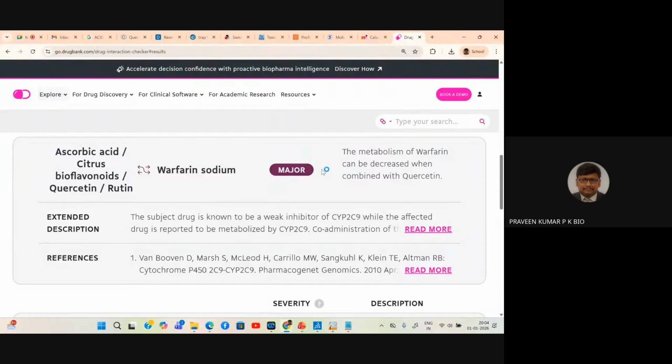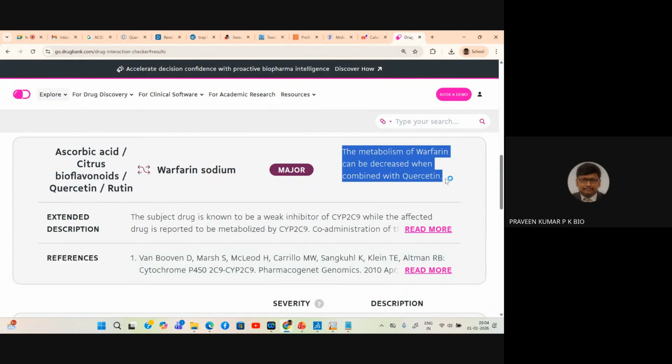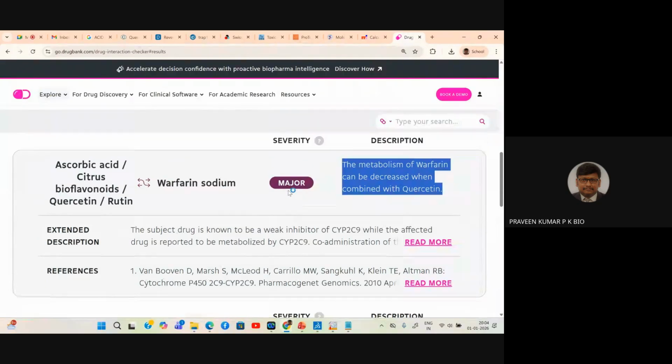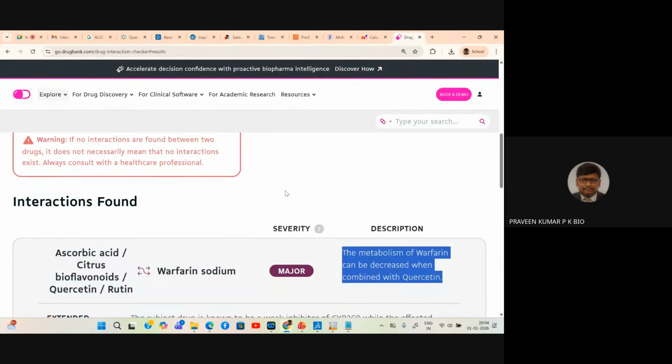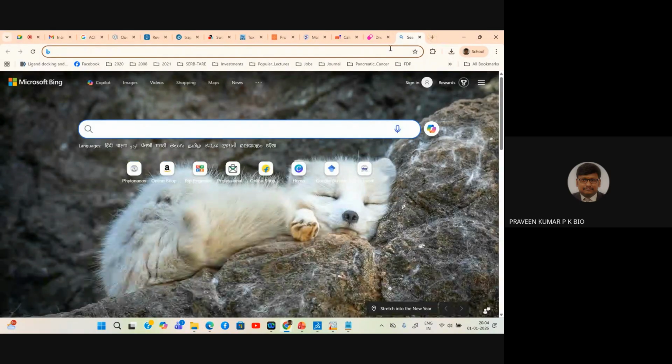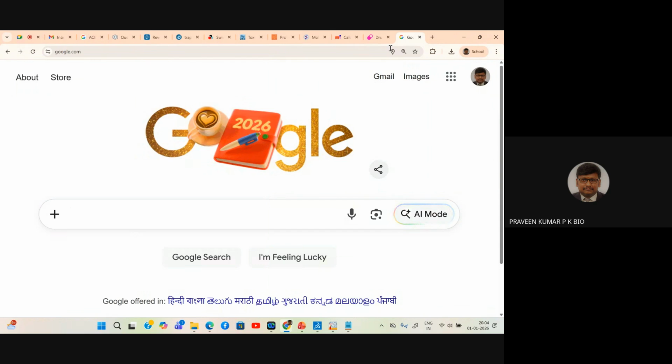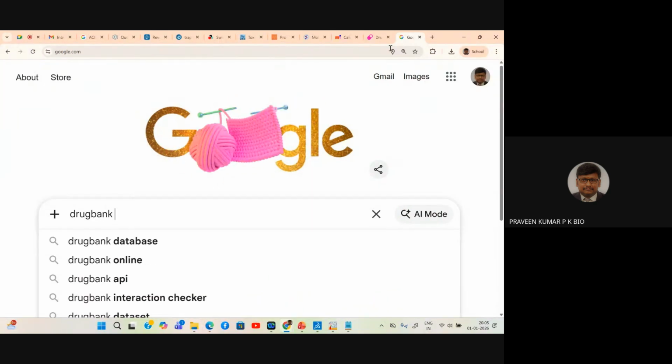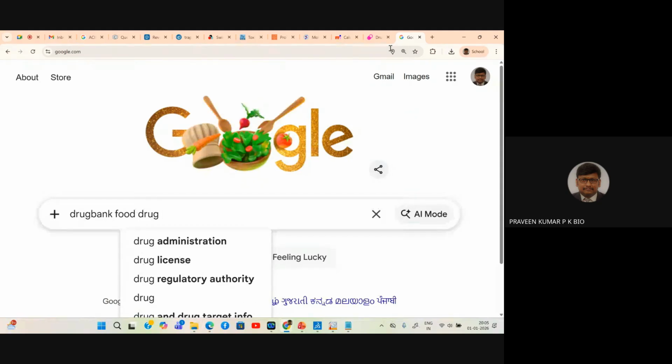So major: the metabolism of warfarin can be decreased when combined with quercetin. So it gives a kind of antagonism. We should not use it. This is not going to give a synergistic effect. That's what you understand. You can check with some other drugs. The warning also you have to see. Similarly, you can try with food drug interactions. Simply there we have to try DrugBank, food drug interaction.